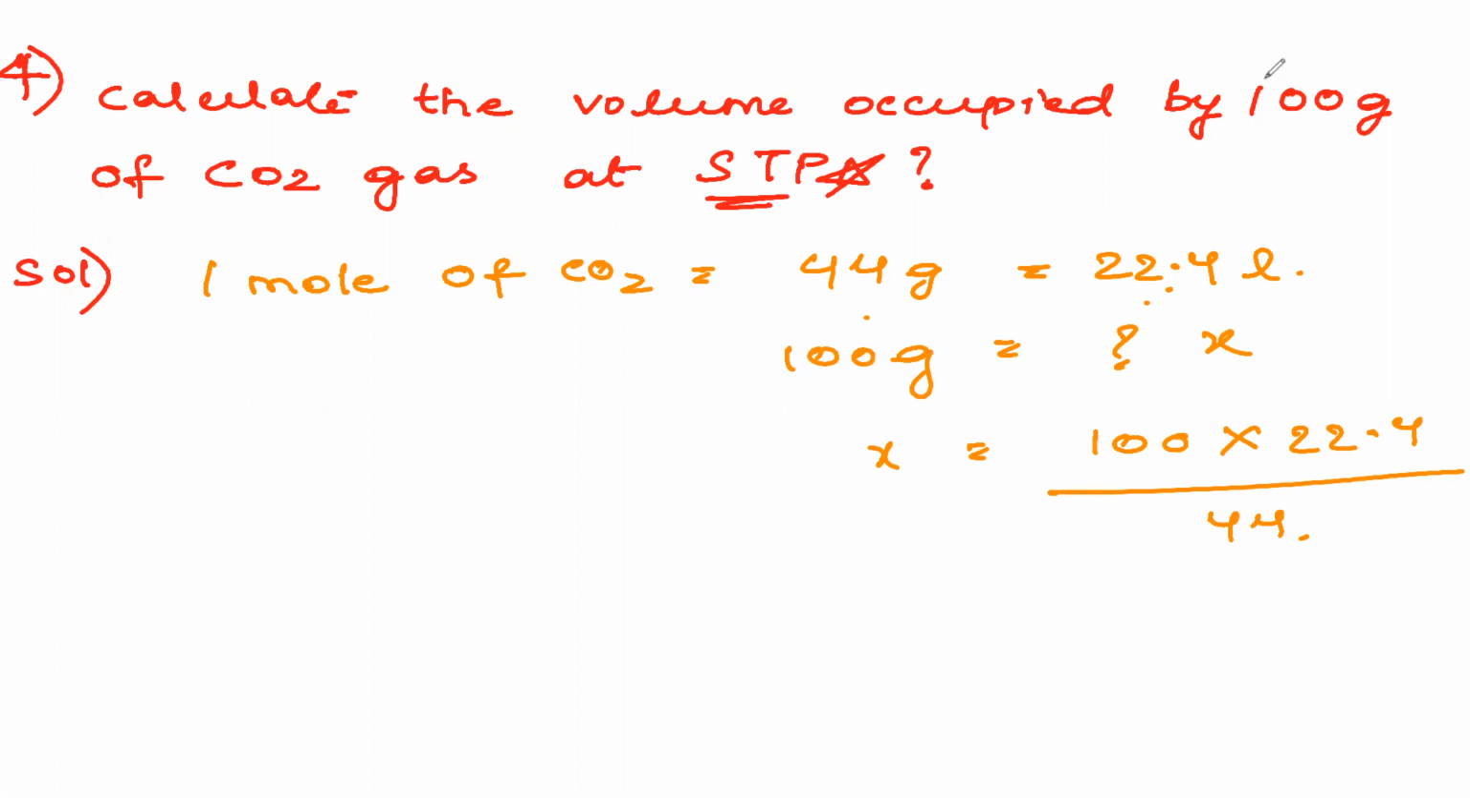So this is the second model. This is weight with respect to volume of a gas, the same gas. Calculate the volume occupied by 100 grams of carbon dioxide gas at STP. So X is equal to 100 into 22.4 divided by 44. You'll get the answer. Next question.